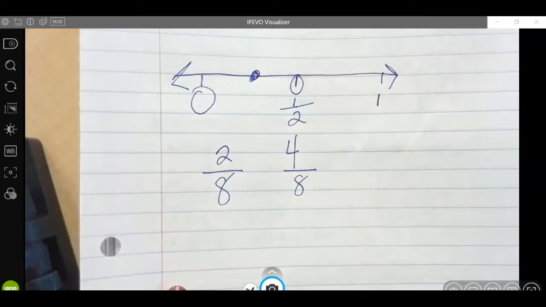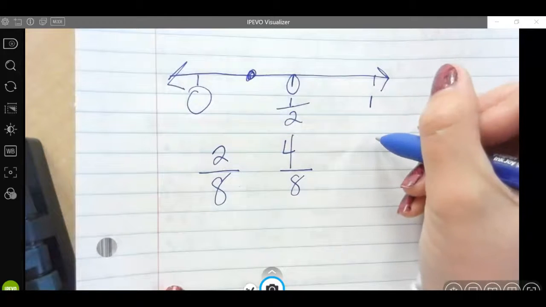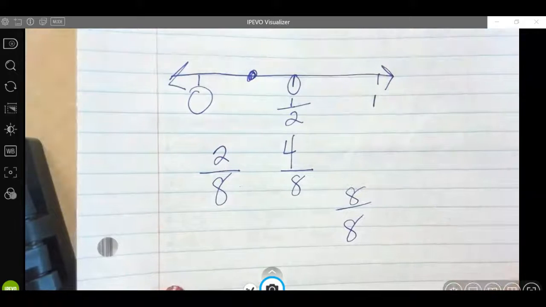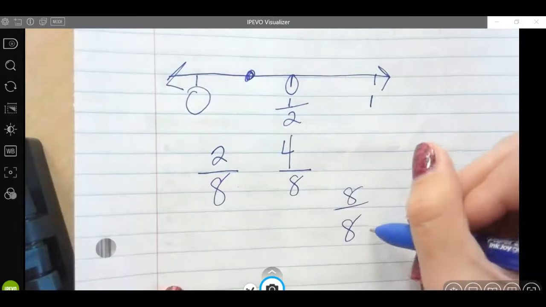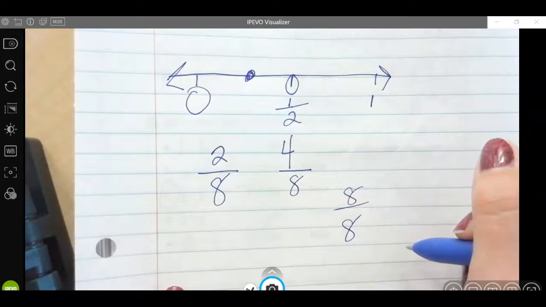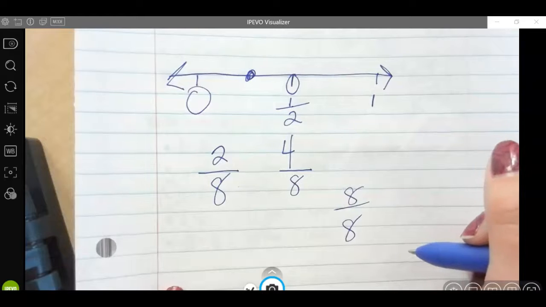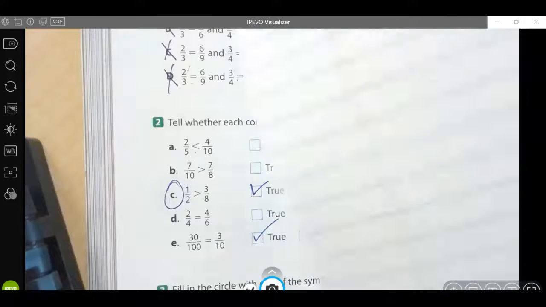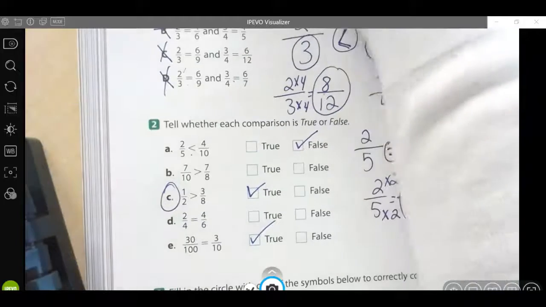Okay? What if I had the fraction 8/8? What is 8/8 equal to? 8/8 is a whole. 1 whole, right? That means that if you had 8 pieces and your little brother ate all of them, he ate the whole thing, right? Yes.